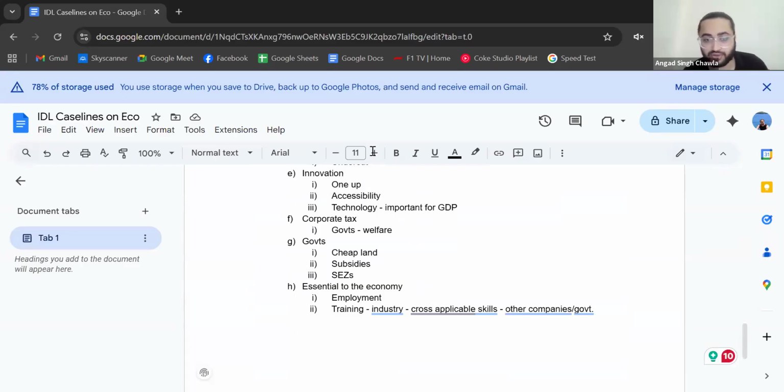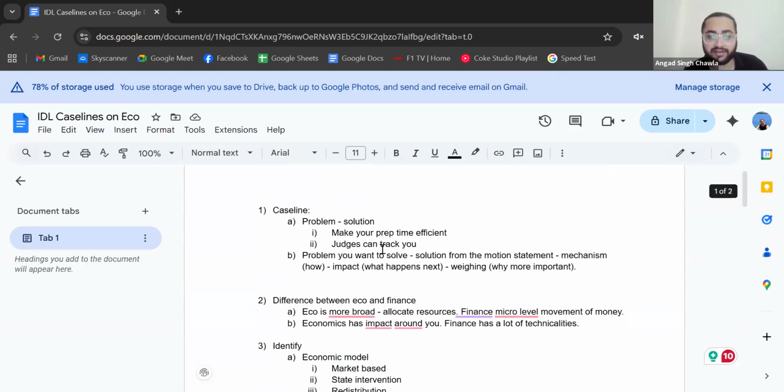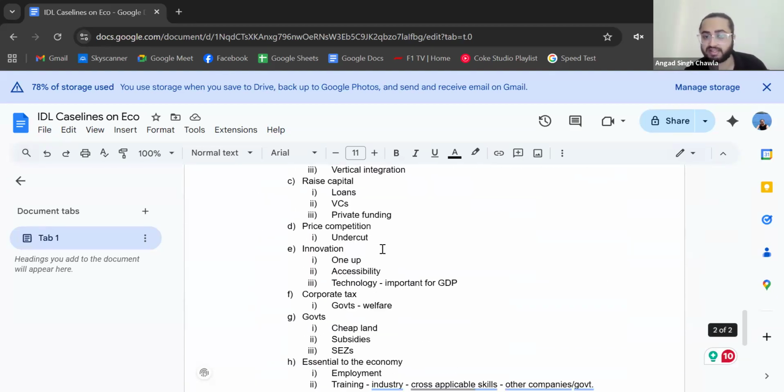Trickle down also happens through a lot of these things that we talked about. So when governments get more money through corporate tax, they can create more welfare. That's a direct, very easy way to prove that trickle down happens. So yeah, that's mostly it for how to approach case construction.